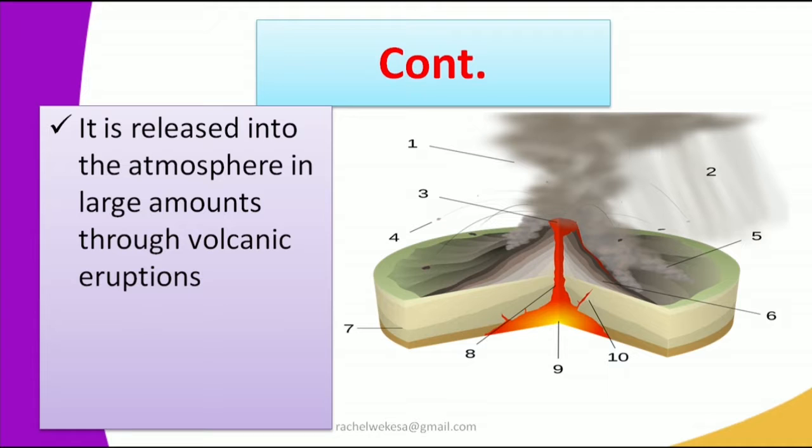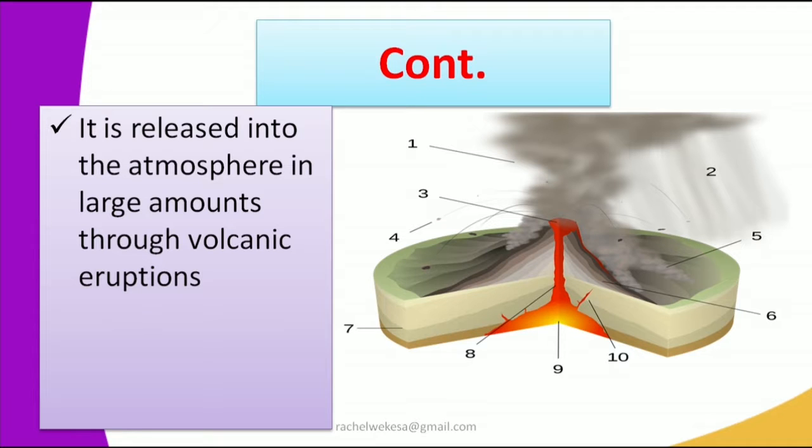They are released through landforms, like land features such as volcanic eruptions. So the next image here is the image of a volcanic eruption, where you have the Earth's surface, then we have the magma that is in red and yellow.